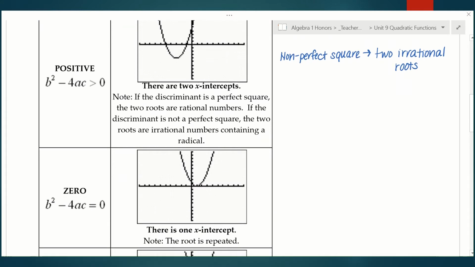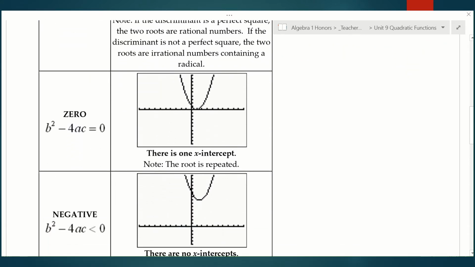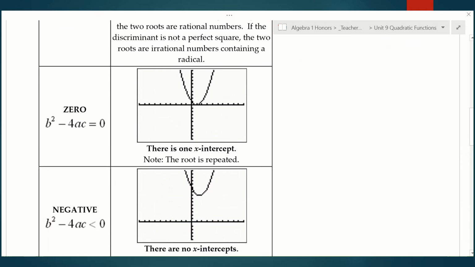The second thing that could happen is you do your discriminant and you find out that it's 0. So you get 0 under your square root. When that happens, it means that there is one x-intercept. Your parabola is just crossing the x-axis at 1 point. And again, if that's happening, it's probably because that 1 point is your vertex, so it's either your minimum or your maximum.